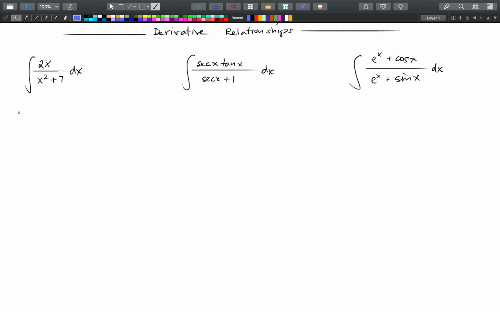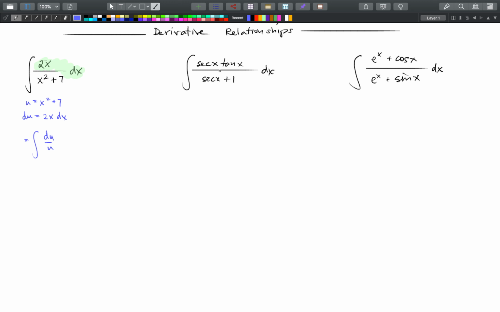In each of these problems, I can simply set u to be the denominator, and compute my du. My du is going to be 2x dx, and so here this 2x dx is precisely my du. So this problem gets replaced with the du over u pattern. Moving on to the next problem.